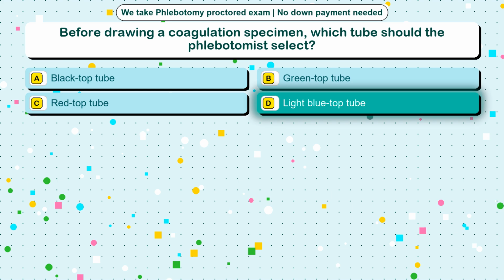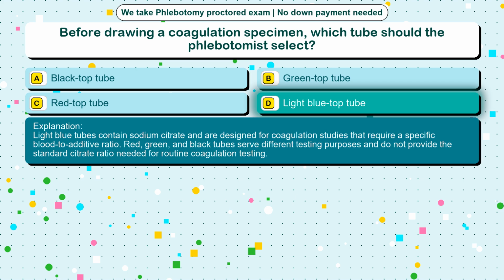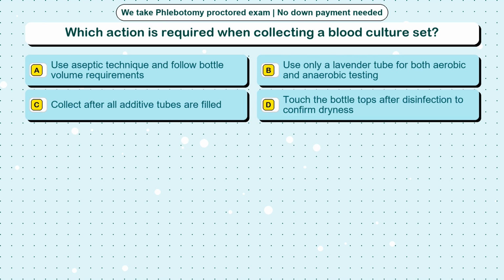The correct answer is option D, light blue top tube. Light blue tubes contain sodium citrate and are designed for coagulation studies that require a specific blood-to-additive ratio. Red, green, and black tubes serve different testing purposes and do not provide the standard citrate ratio needed for routine coagulation testing. Question 11. Which action is required when collecting a blood culture set?